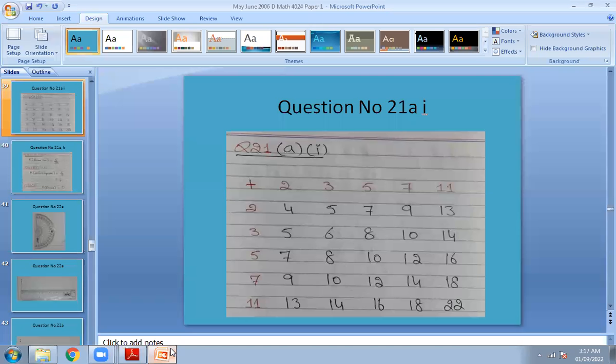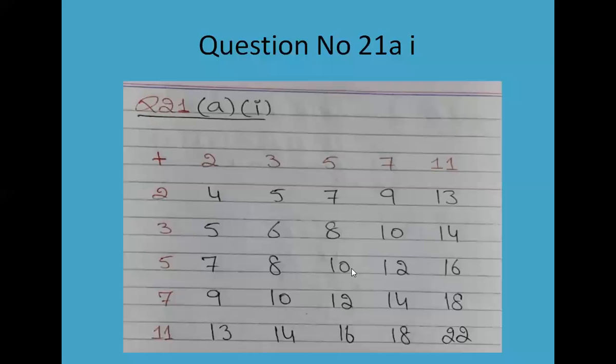So let me show you, I have completed that table already. You will have these black color numbers. They are basically representing the scores you get. So you got 4, 5, 7, 9, 13. Like this, you have to fill that. We are basically adding these numbers like 2 and 3, 2 and 5, 2 and 7.